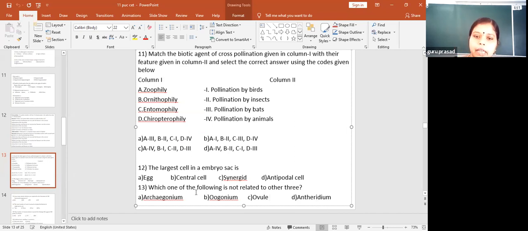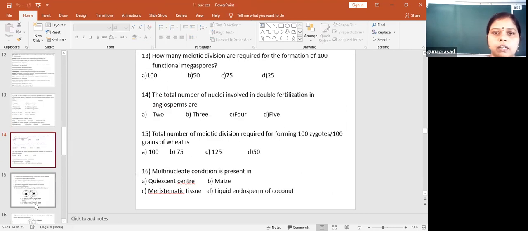So all the 3 options, A, B, C, are related to the female reproductive part, and the D option, antheridium, is not related to the female; it is related to the male reproductive part. So that's why this is the option. Antheridium is not related to the other 3. Okay. Next, shall we go for the next one?